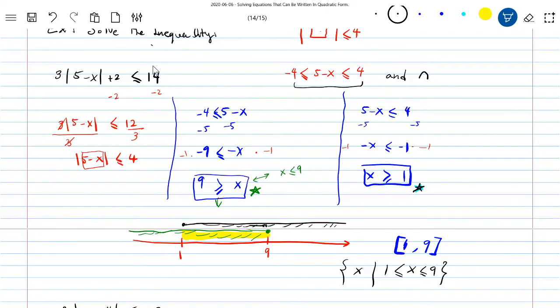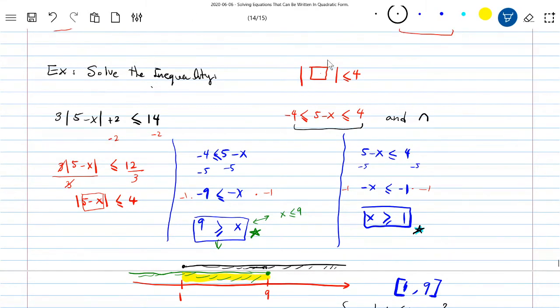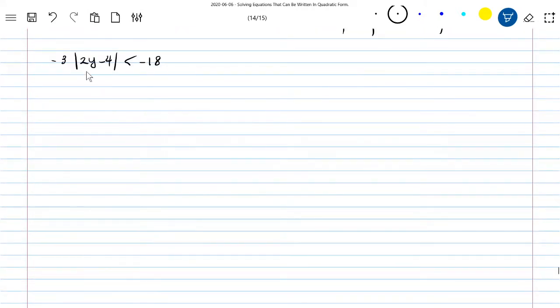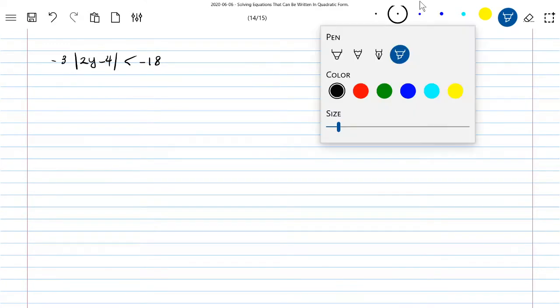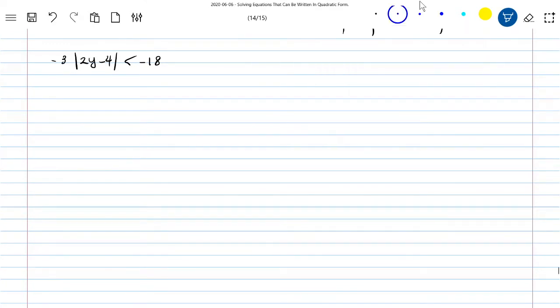Okay. So this is if you have an absolute value less than or equal to a constant. This is the case. Absolute value of something less than or equal to 4. In this case, 5 minus x was in there. How about, let's try this example. We go back to color blue. Okay, first isolate the absolute value. Divide both sides by -3. If I divide both sides by -3.